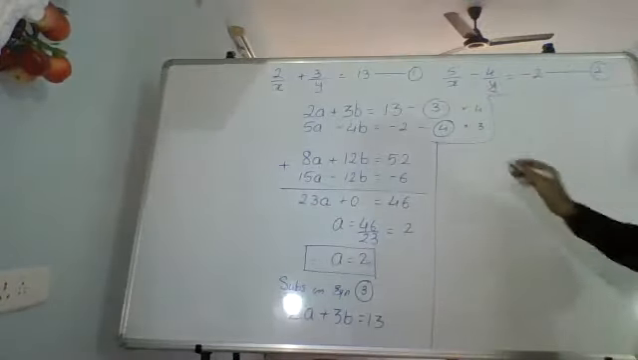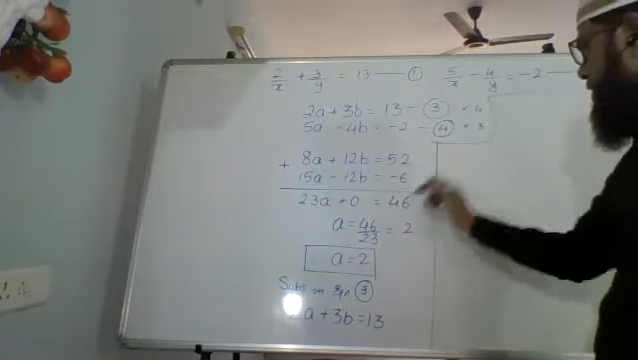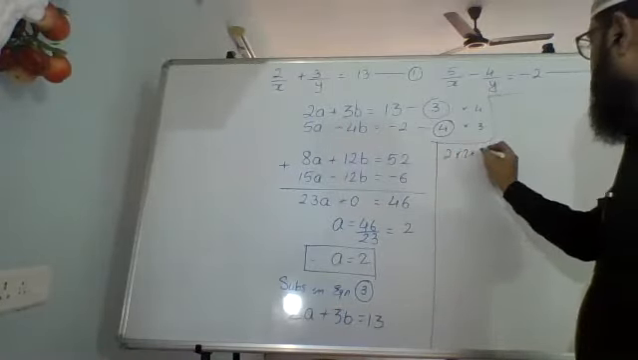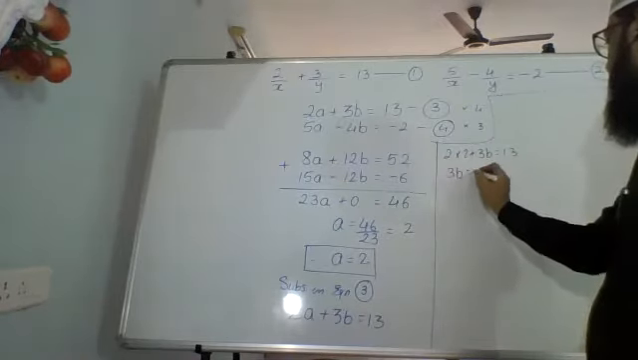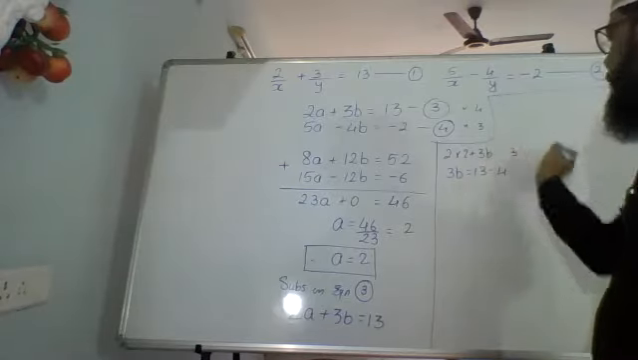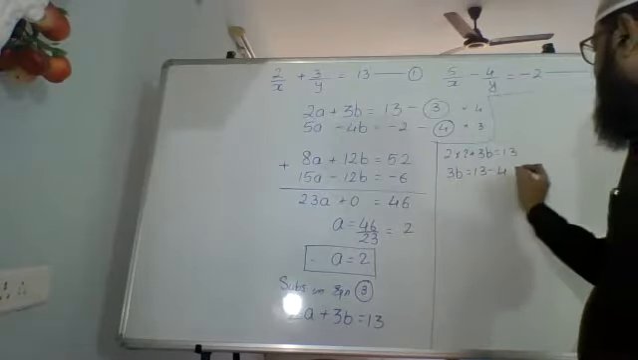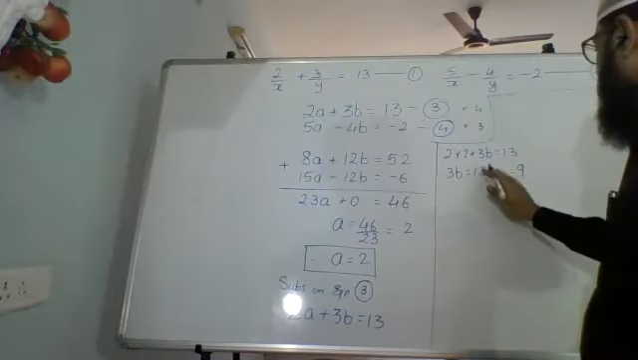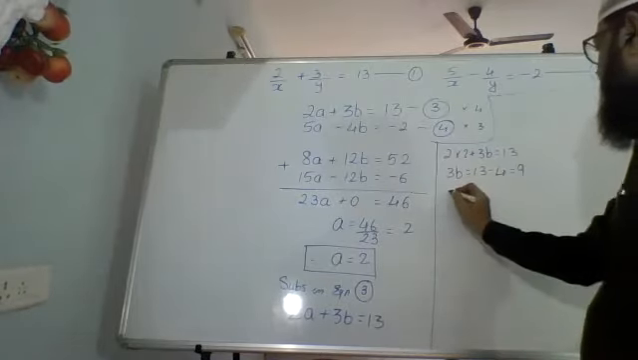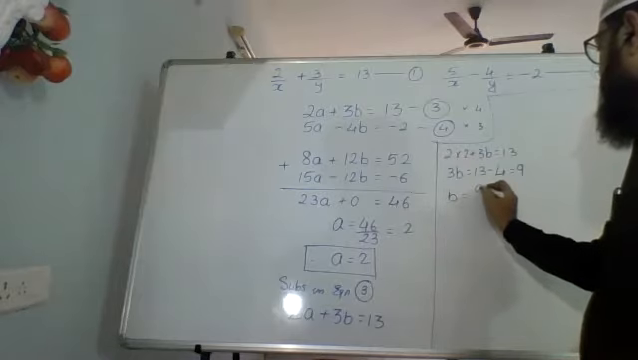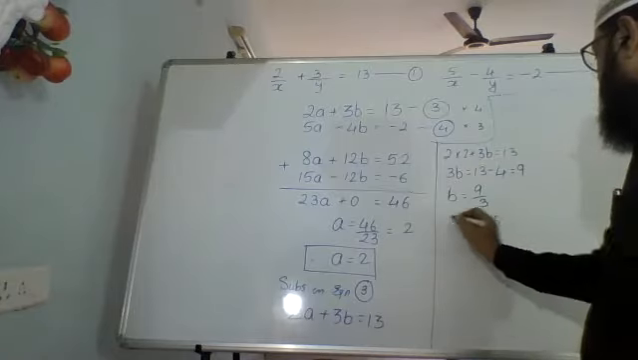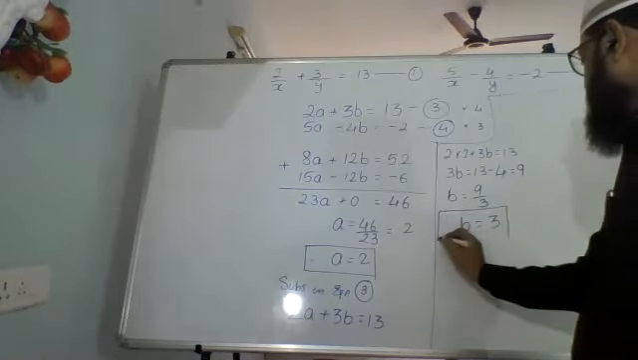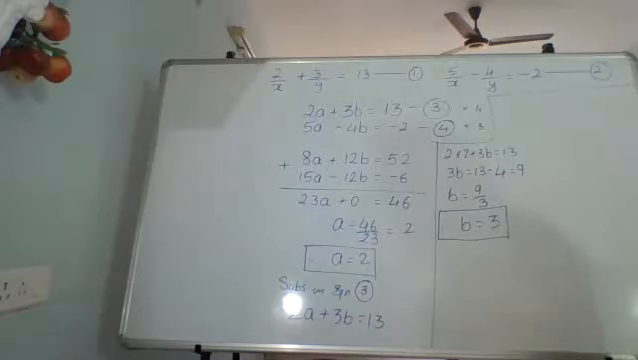If I substitute for a, that is 2 into 2 plus 3b equals 13. So 3b equals 13 minus 4. 13 minus 4 is 9. So b equals 9 upon 3. Therefore, b equals 3. So now we have got the value of a and the value of b, which is 2 and 3.